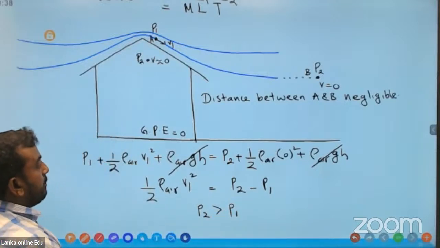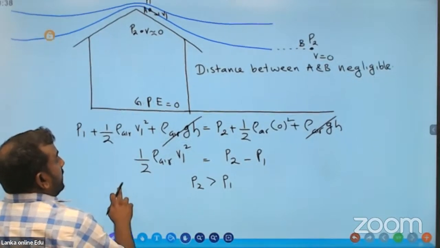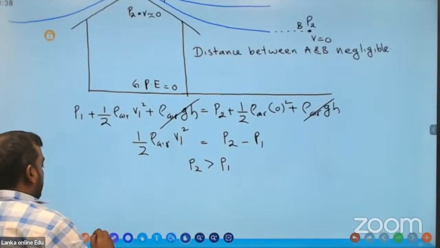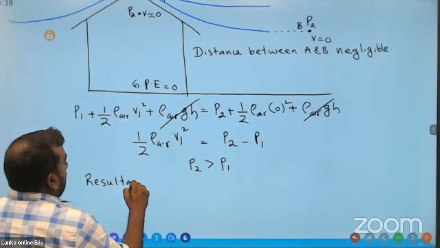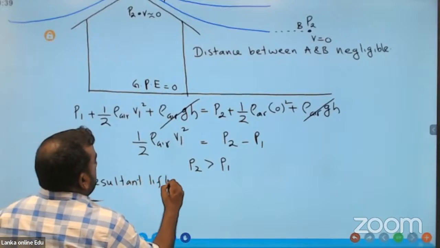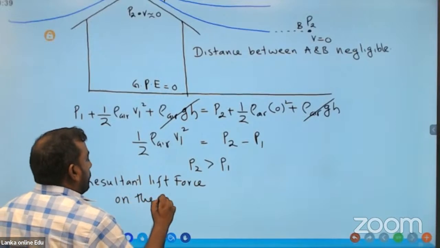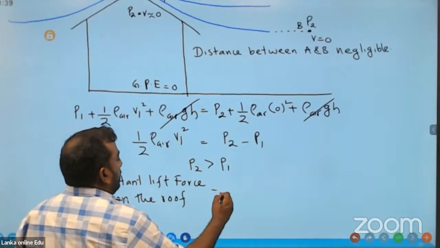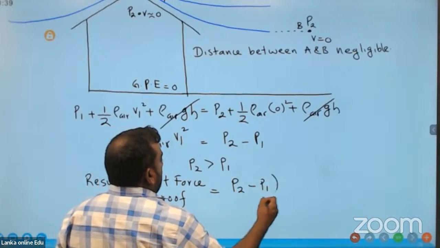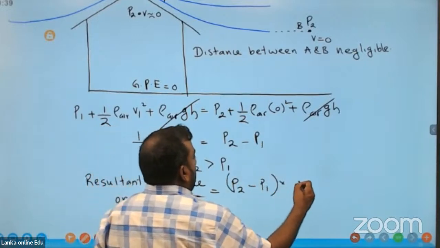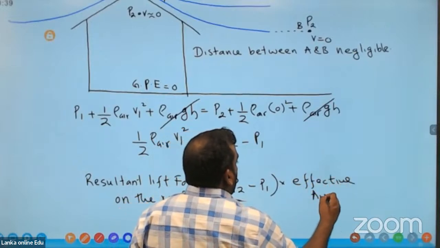So if you multiply it by the effective area, there will be a resultant lift force on the roof. Resultant lift force on the roof is going to be what? P2 minus P1 times the effective area of the roof. Okay, no?